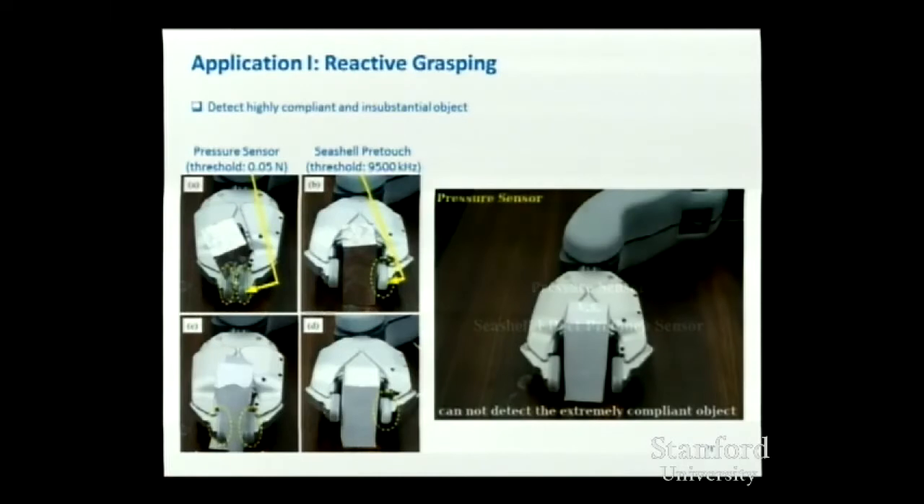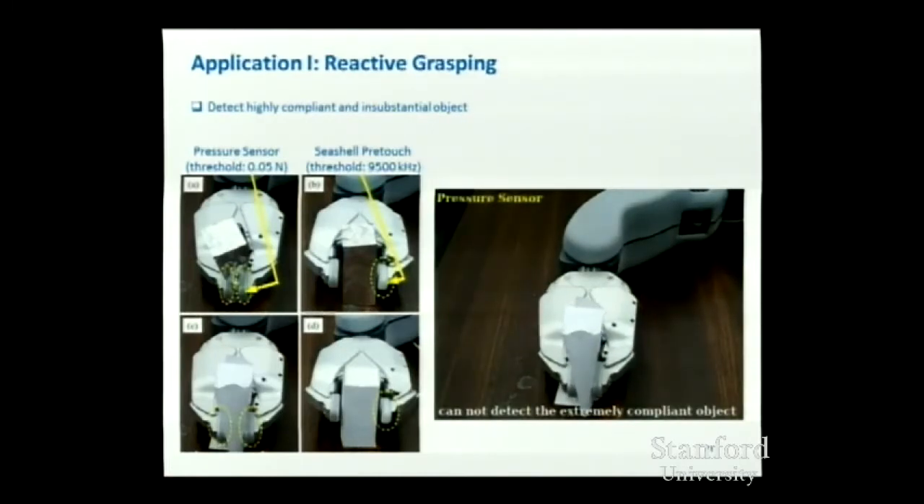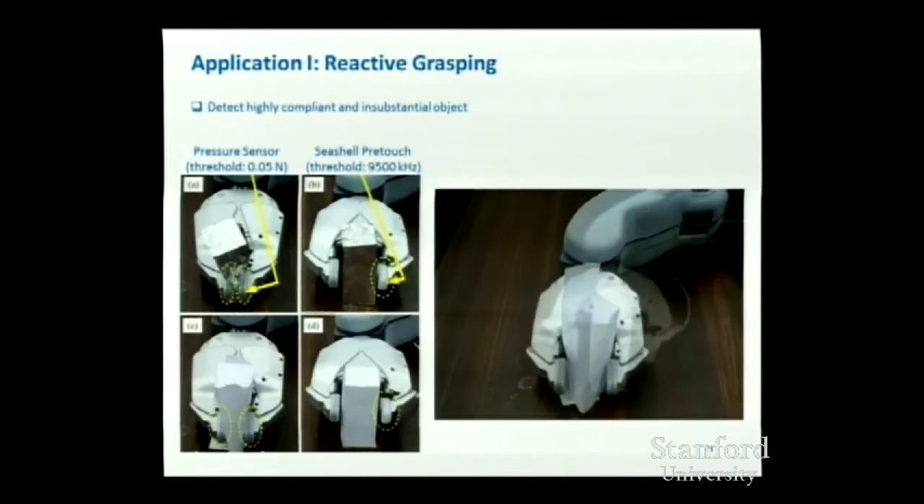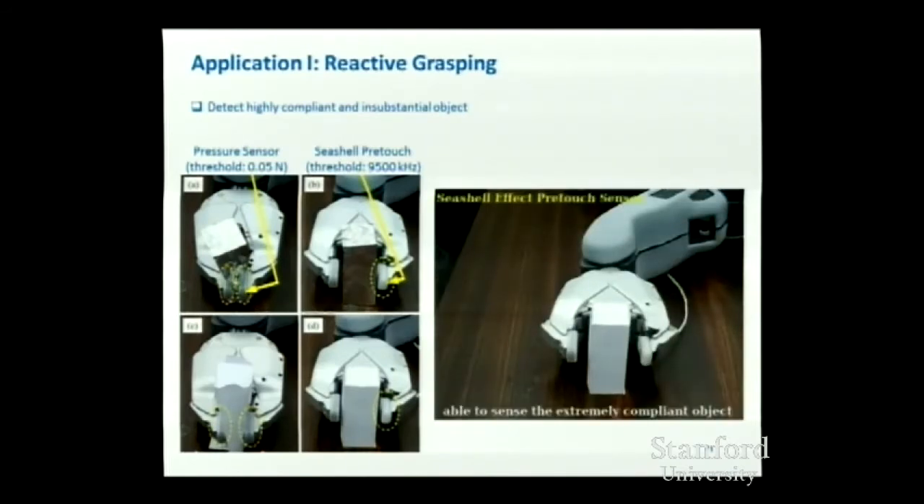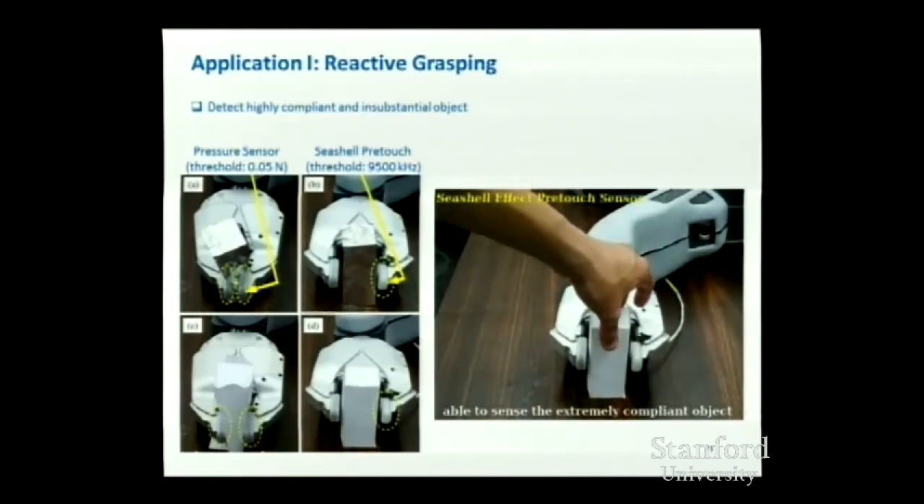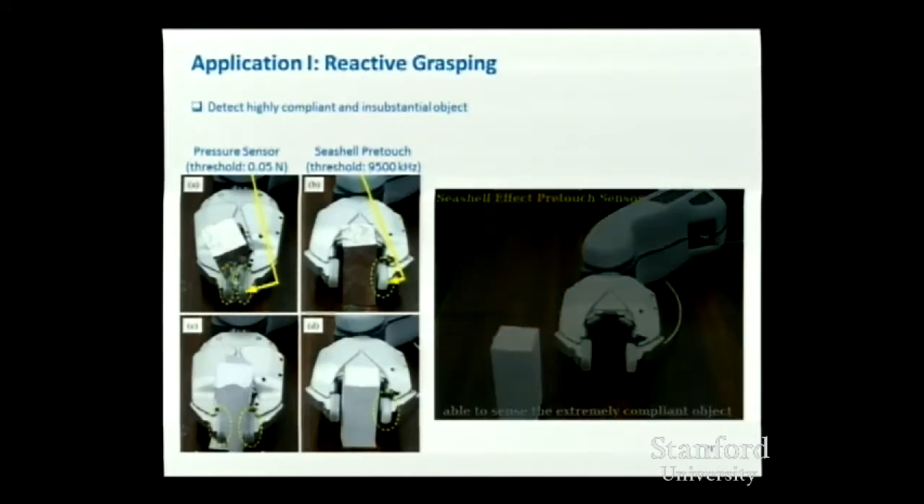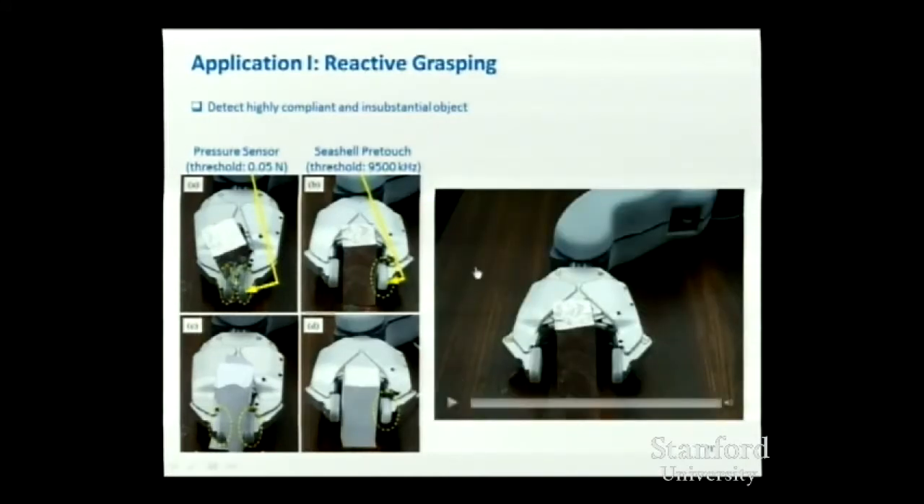In this first section of the video, you're going to see a pressure sensor, very compliant object. The pressure sensor is not able to detect the paper because it has some minimum force that it can sense. Now here we're using the pre-touch sensor, which can detect the paper without touching it. So you can think of that as sort of a force sensor that has no lower limit on what it can detect.